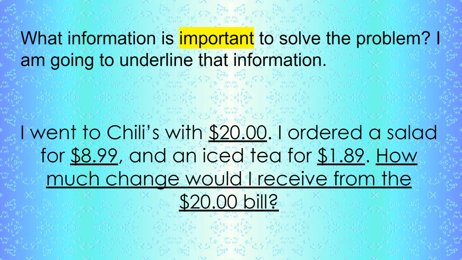Oh, I hear some money here, so I'm going to underline it. That's important information. I ordered a salad for $8.99. Some more important information right here, so I'm going to underline it. And an iced tea for $1.89. Another number, some information. And then my important question, how much change would I receive from the $20 bill? So those are my important pieces of information.